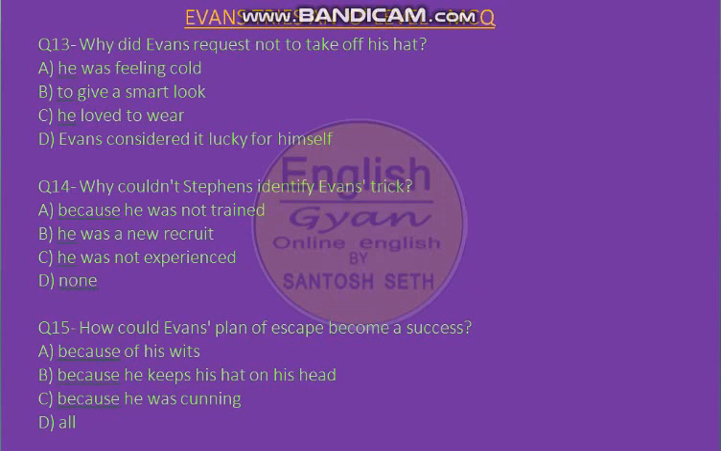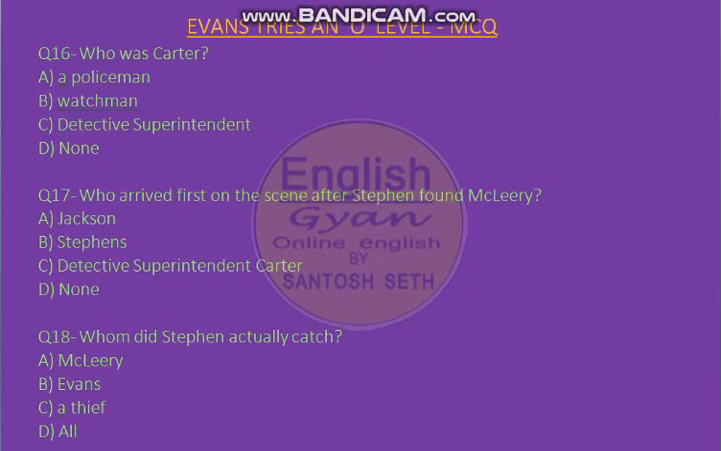Question number 15. How could Evans' plan of escape become a success? A. Because of his wits. B. Because he keeps his hat on his head. C. Because he was cunning. D. Because of all. Question number 16. Who was Carter? A. A policeman. B. Watchman. C. Detective superintendent. D. None.